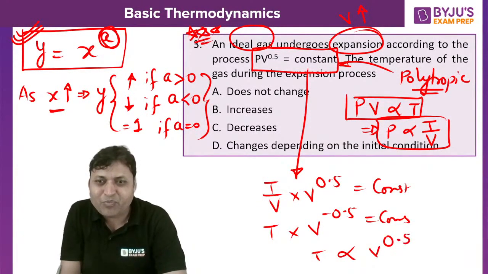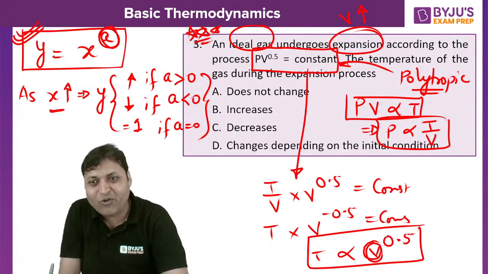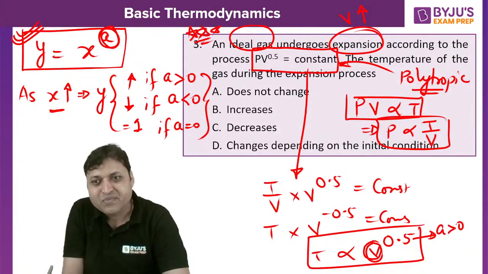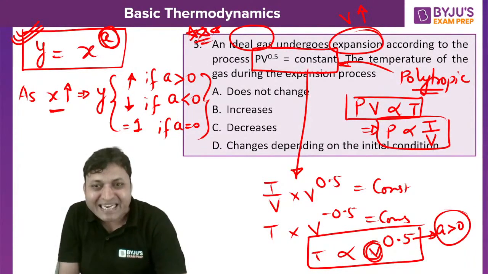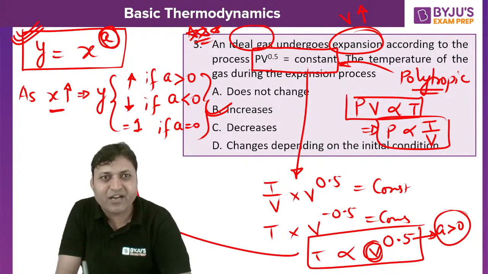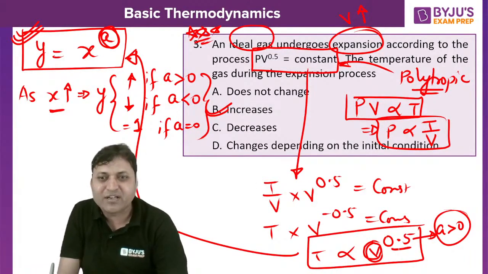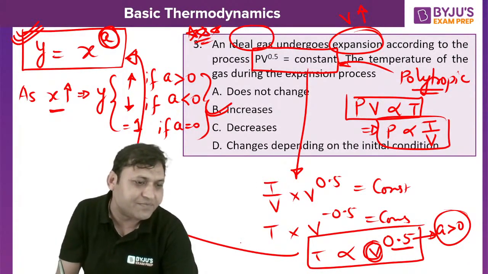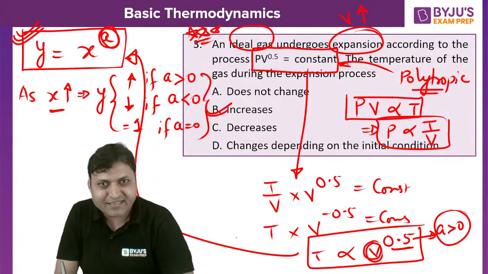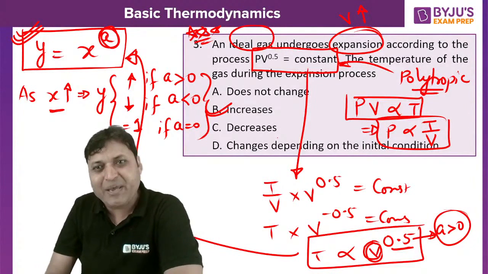to the power 0.5. By increasing volume, because a is positive, by increasing the volume, temperature will increase, isn't it? You can relate with this. By increasing the volume, the temperature will increase because the power is positive. Yes, because the power is positive. Option B is the correct answer.